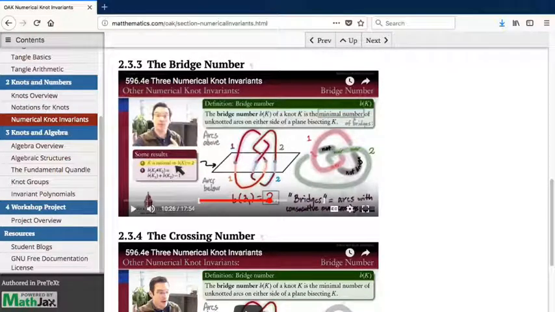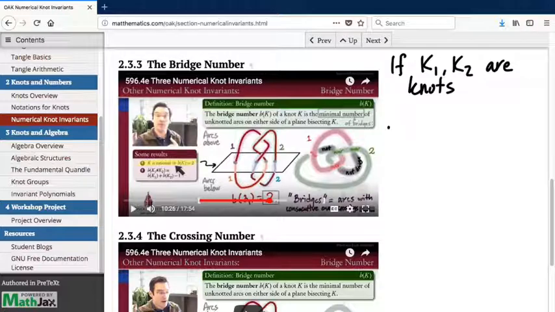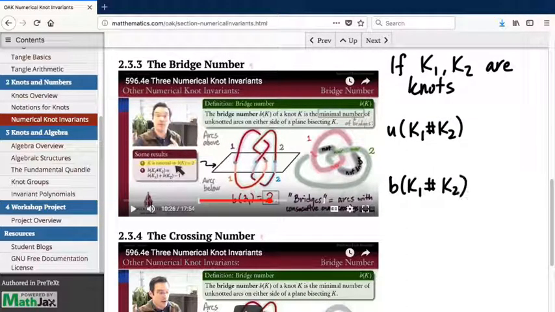So one of the things with each of these three numerical invariants that we look at is how do they behave with respect to the connected sum. So if I have two knots, K1 and K2, then I'd like to know, for example, what is the unknotting number of their connected sum? What is the bridge number of their connected sum? And what is the crossing number of their connected sum?